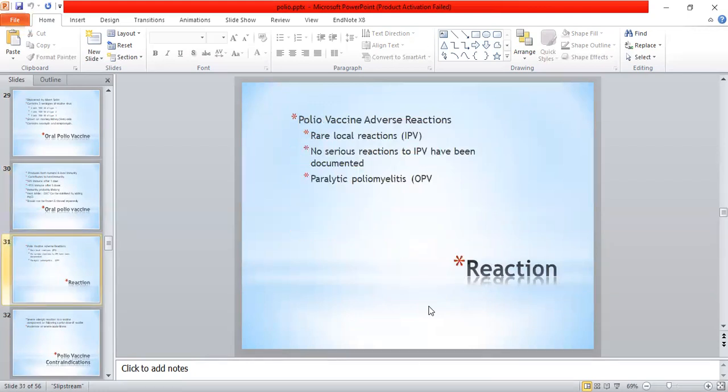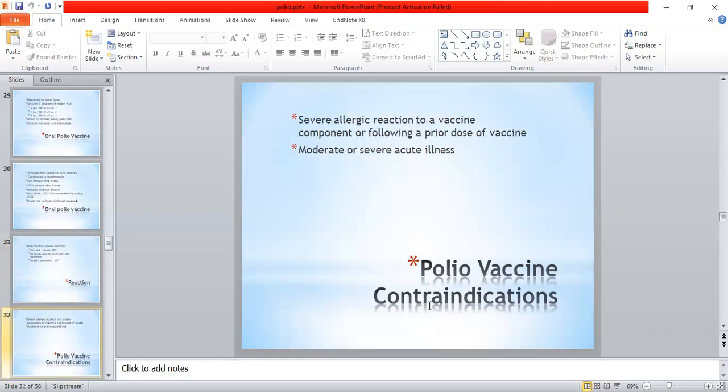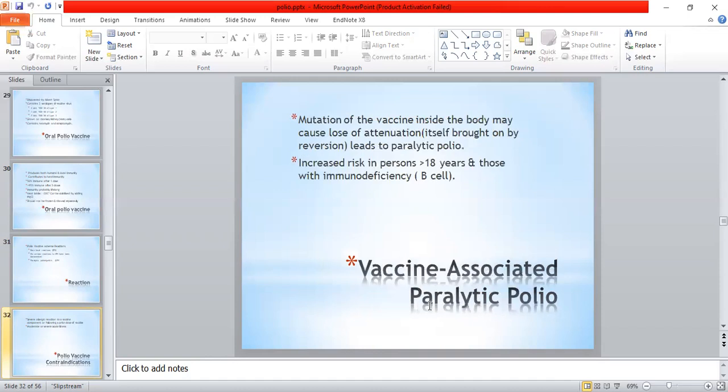The adverse reactions of the polio vaccine are rare local infection by the injectable polio virus vaccine. No serious reaction to IPV has been documented, and paralytic poliomyelitis can occur due to the oral polio vaccine. Polio vaccine contraindications: a severe allergic reaction to a vaccine component or following a prior dose of vaccine can be a contraindication, and moderate to severe acute illness can be a contraindication.